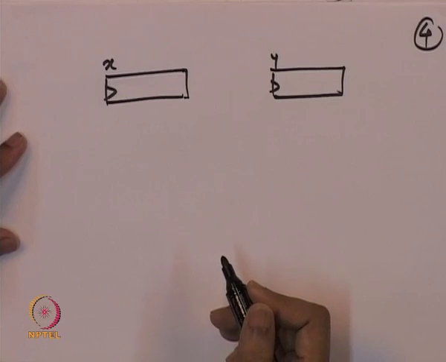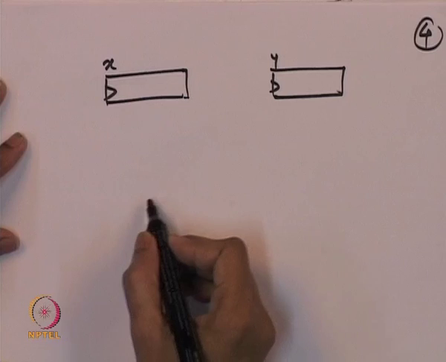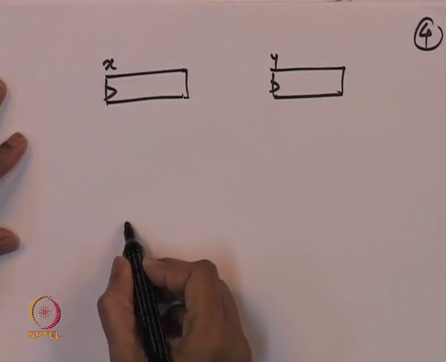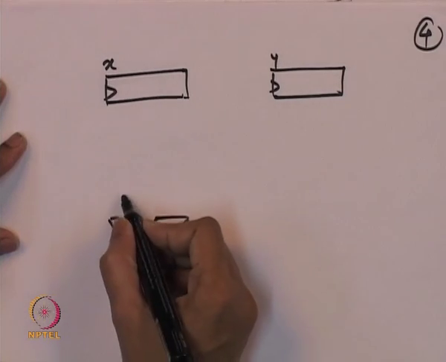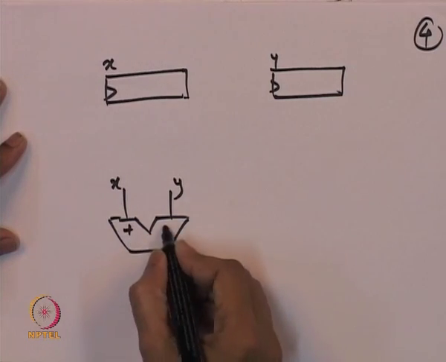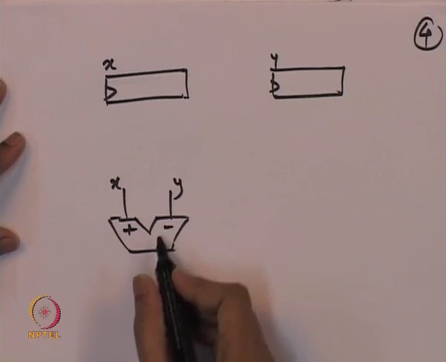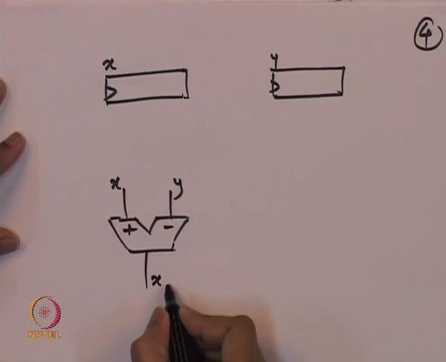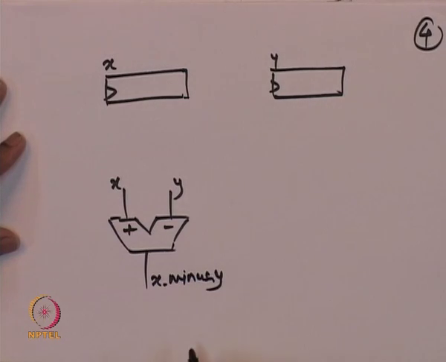What else do we need? We require a subtractor, which will subtract y from x. This is a specialized ALU configured only for subtraction. I call this signal x minus y, because I know it is going to carry the value x minus y.